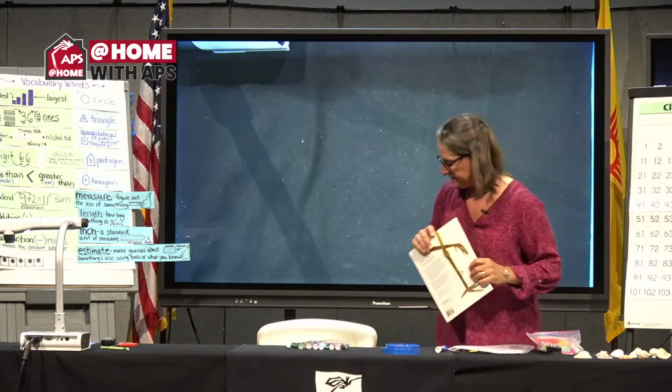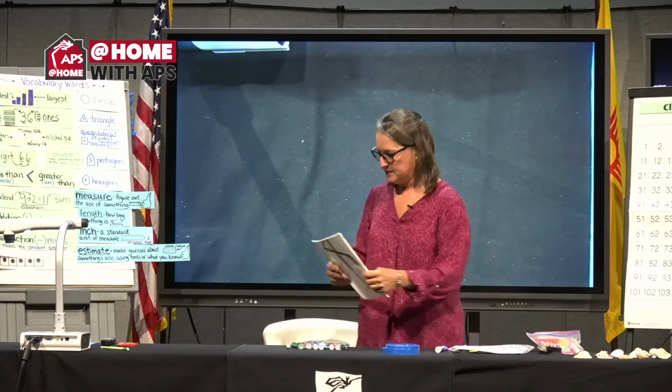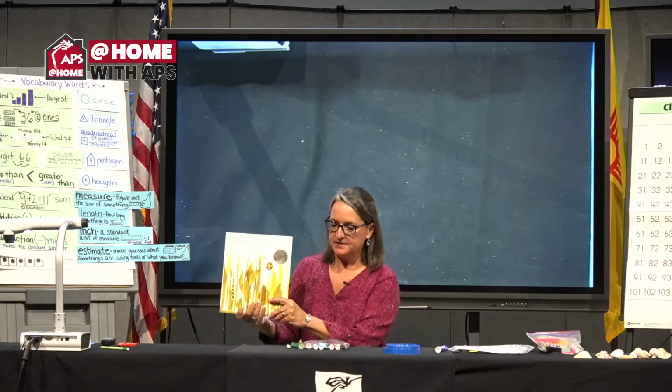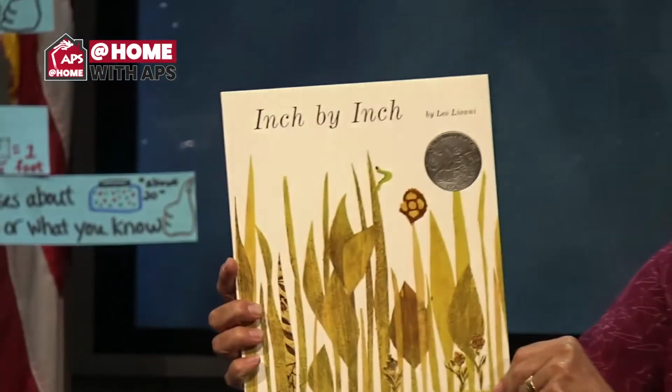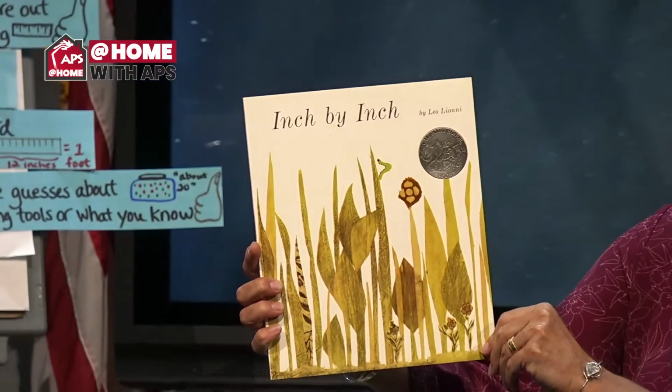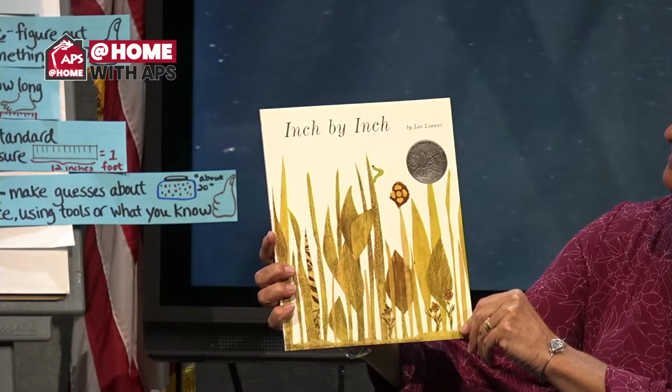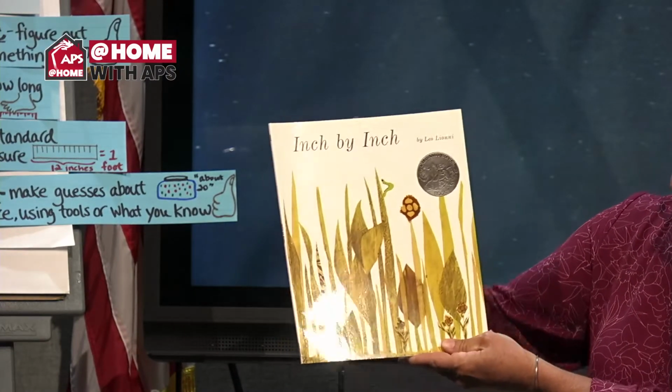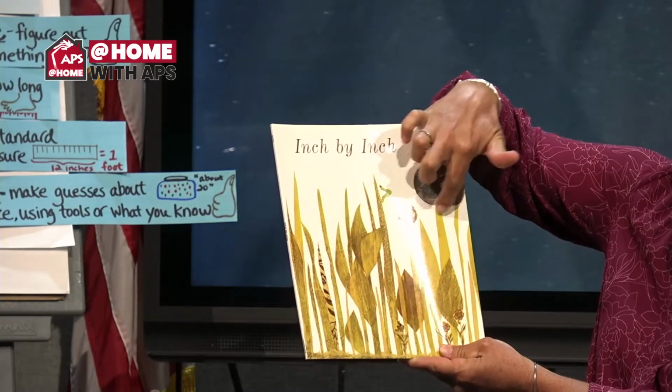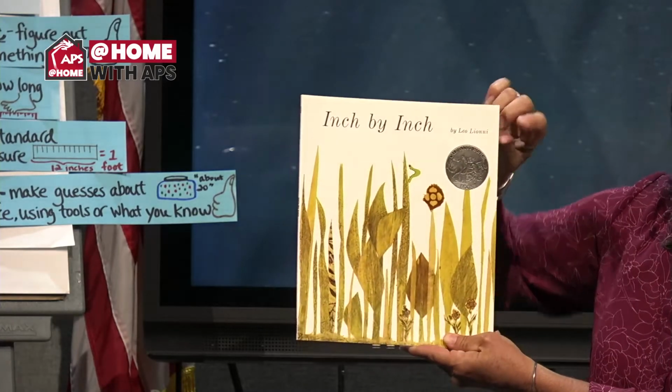Hello, hello. It's time for a story. This is a story you may have read before. It is called Inch by Inch. And what do you notice about the cover of this book? One of the first things I notice is it has this kind of a medal on the front. Have you seen that before on some books you've read?